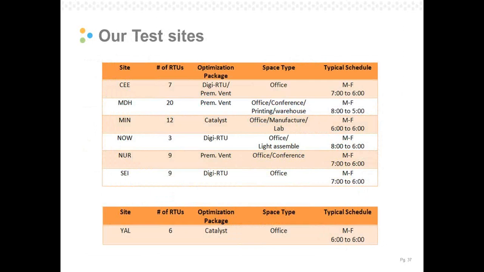So I want to give you a little picture of the sites that we used. We had 6 primary sites that we used for our study. They were a mix of office, light manufacturing, printing, lab, assembly, conference room areas. We had a large cross-section of types of space. They had the typical schedule of Monday through Friday, with slight variations in start times and end times, but there wasn't really any third shifts. There weren't any 24-hour operations.